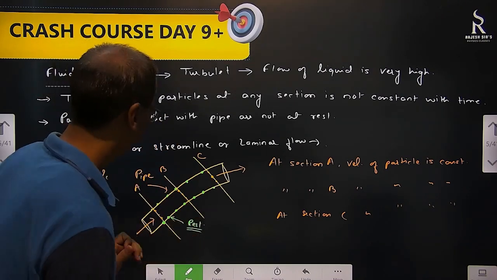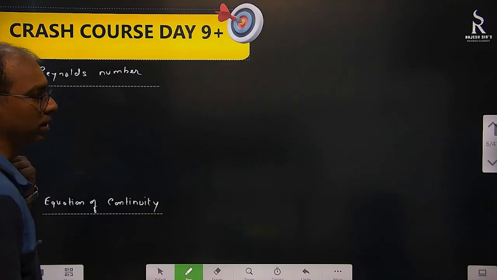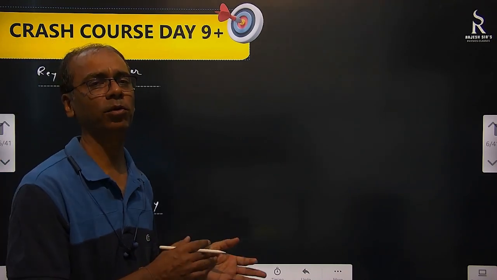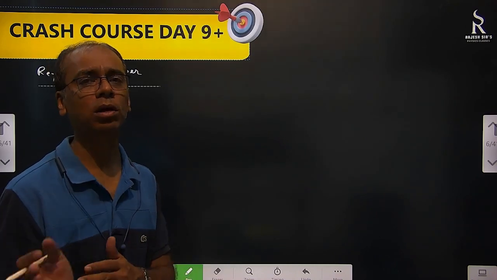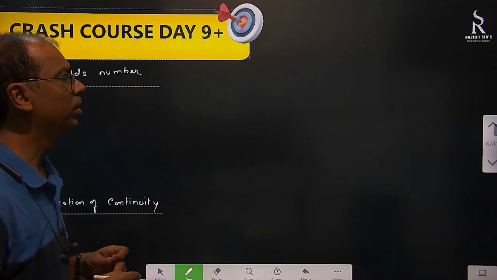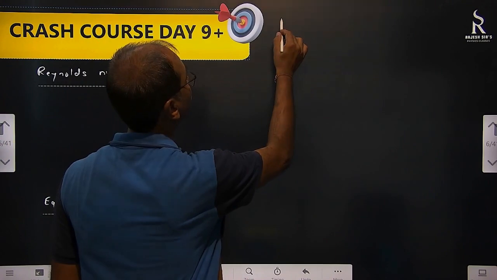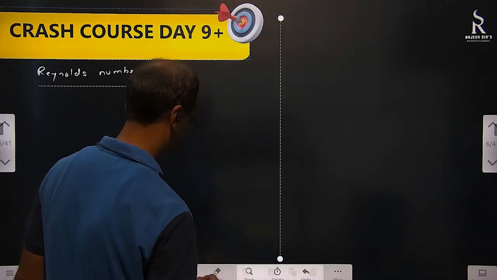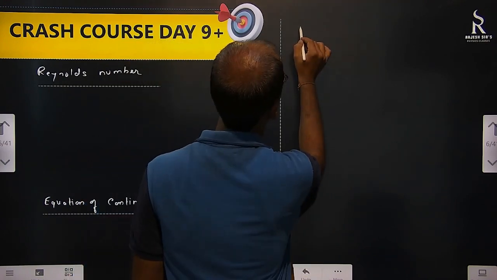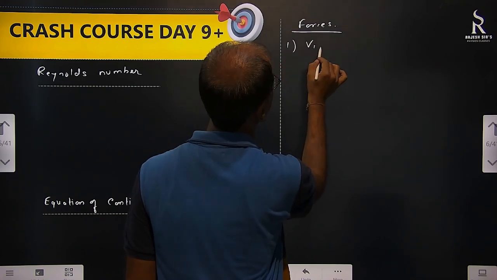Okay, right? So now Reynolds number is there. Reynolds number is a number through which we define whether the particular flow is steady flow or unsteady flow or turbulent flow. Before defining Reynolds number, we have to talk about two forces. Okay, what are the two forces? One is viscous force. We have discussed it already.